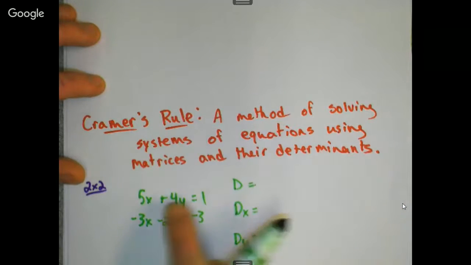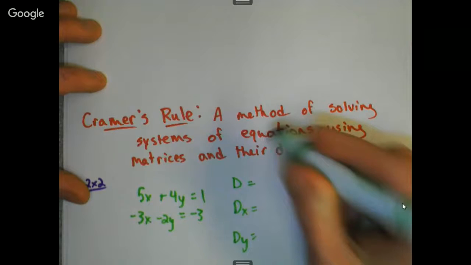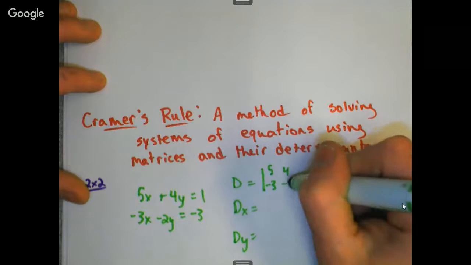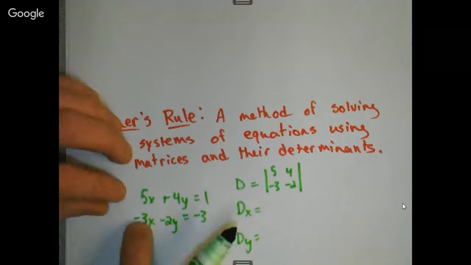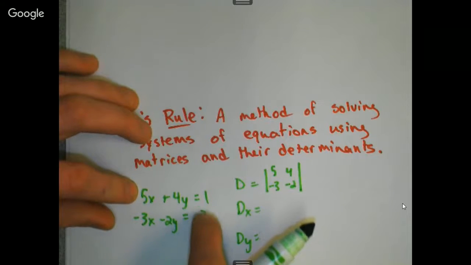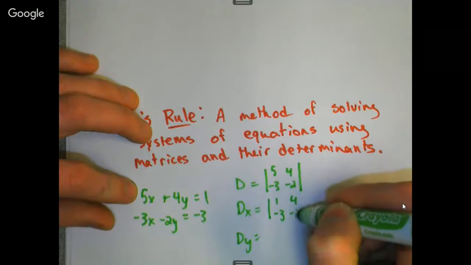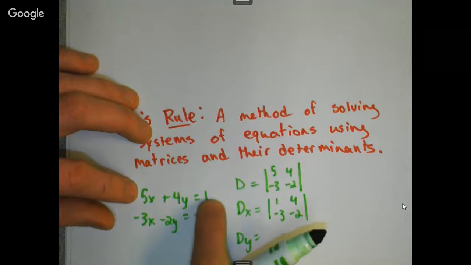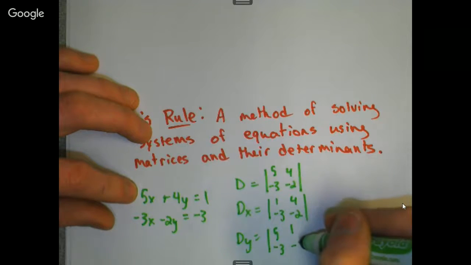Okay, the first one is our coefficient determinant. Now that is just the determinant of your coefficients. Okay, then we have our determinant of x. So I'm looking for x. So instead of writing these variables, I'm now going to write these answers. So we'll have 1, minus 3, 4, minus 2. Okay, and here, instead of writing the y values, we're going to put in my solutions. So 5, 1, negative 3, negative 3.